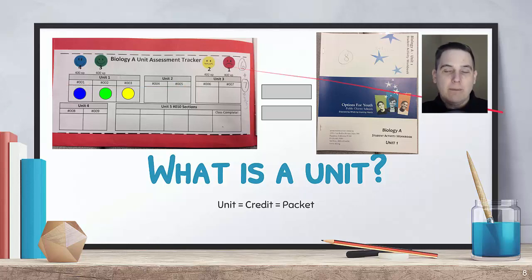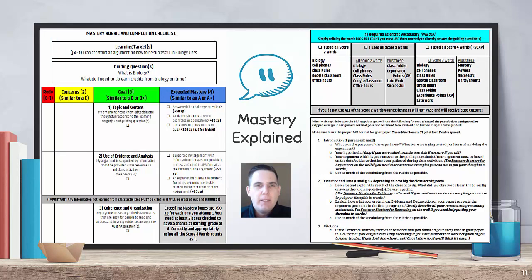They can never be a 1. All right, so I've been talking about these scores of 1, 2, 3, and 4. So let's take a closer look at what those mean.